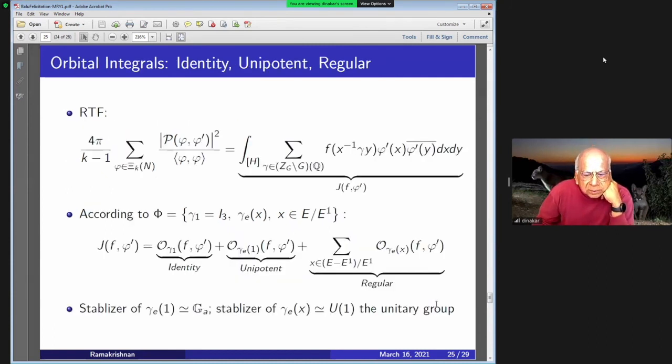So, like I was saying before, the geometric side has an identity double coset, a unipotent double coset, which is gamma_E(1), and then everything else, which I call regular. To be precise, some people would call this regular and semi-regular, but it is not identity or unipotent. These first two terms give you the dominant terms in the asymptotic formula.